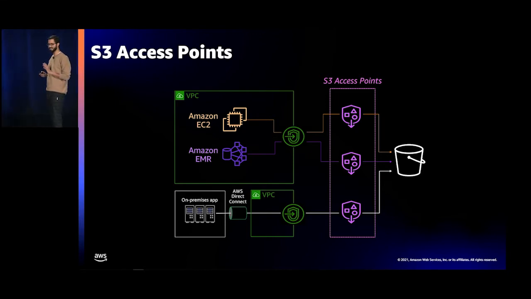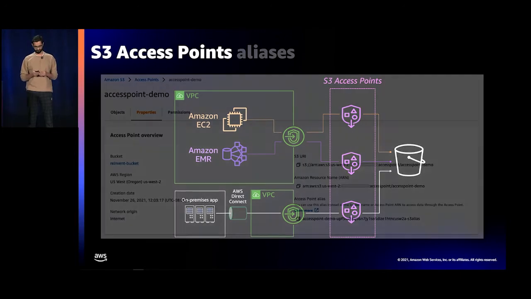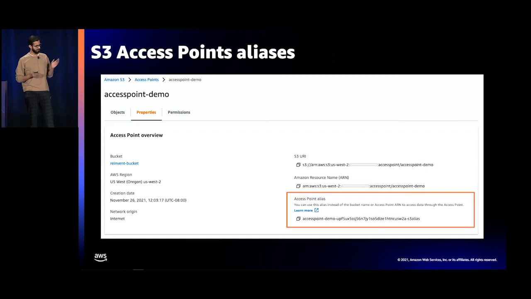The problem with these is that you connect to S3 using an access point through an Amazon resource name and not with the traditional bucket name. So in July, we introduced S3 access point aliases. S3 access point aliases allow any application that requires an S3 bucket name to easily use an access point.